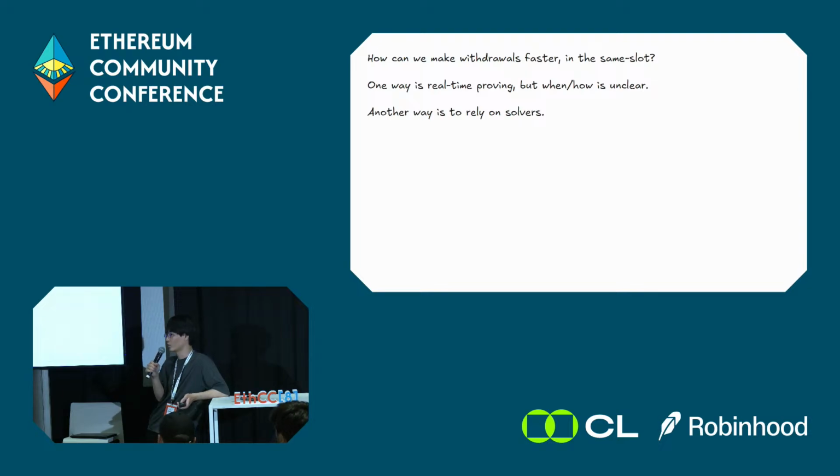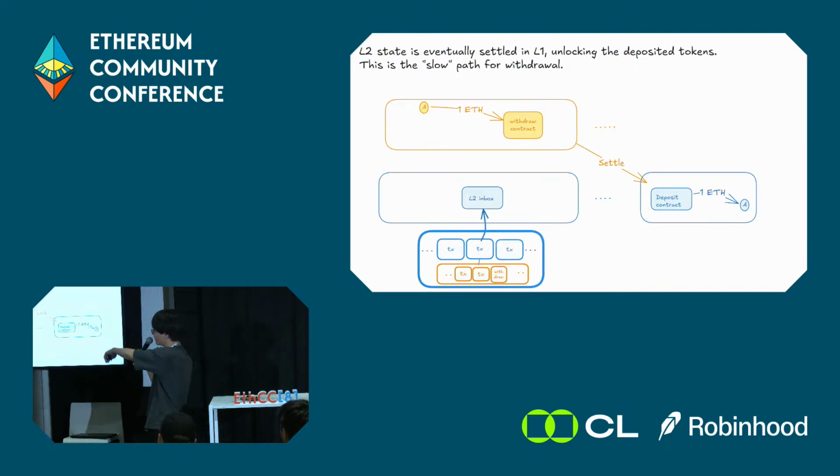But the when and how is unclear. When, as in when can we actually get real-time proving? A lot of people say it's soon, but how soon is it? And how or whether we actually do it even if it's technically possible is also an open question, because if you settle every L1 slot, it's going to be very expensive. So you need some form of proof aggregation, which is a very open research topic.